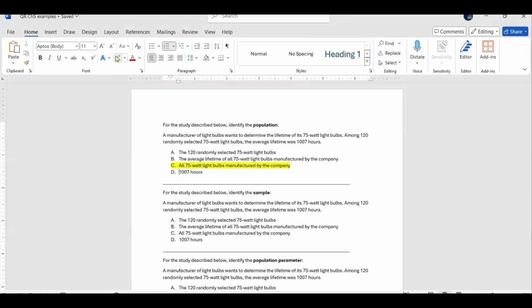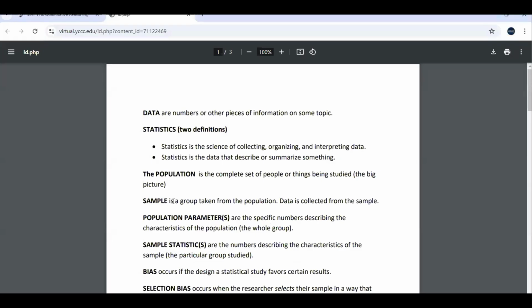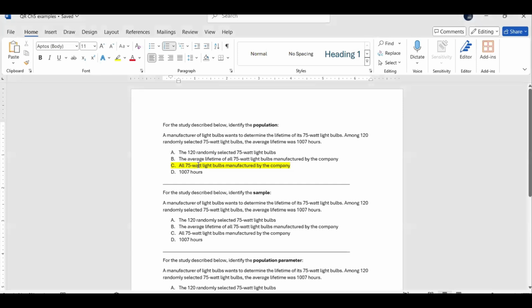Okay, so let's identify the sample. Let's look at the definition of sample. The sample is a group taken from the population. Data is collected from the sample. So if you think about this, all 75-watt light bulbs manufactured by the company, there are probably a lot of light bulbs. It would not be very feasible to take every single 75-watt light bulb, screw it in, turn it on, leave it running, and then figure out how long it was running for. That's not going to work.